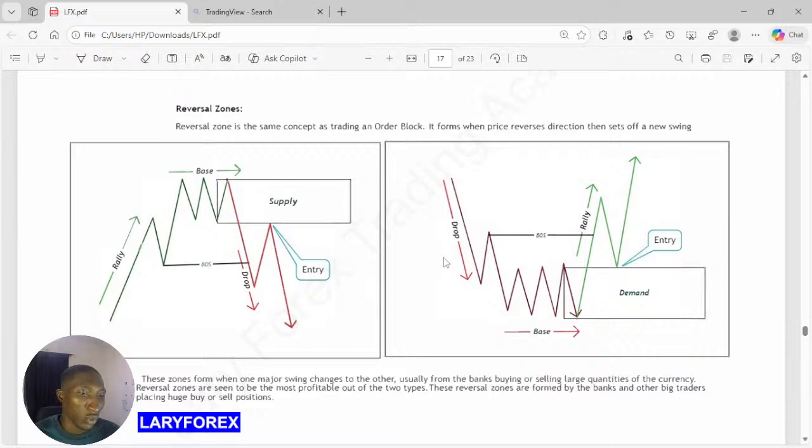So this one is the reversal zone. When we talk about a reversal zone, we say it's a rally base drop. The rally is an expansion to the upside, then the base, a sideways market, and then the drop. Then in a downtrend, we have drop base rally. That's an expansion to the downside, a consolidation, and an expansion to the upside. Are you guys following? So that's it.